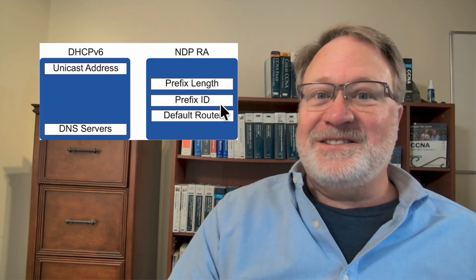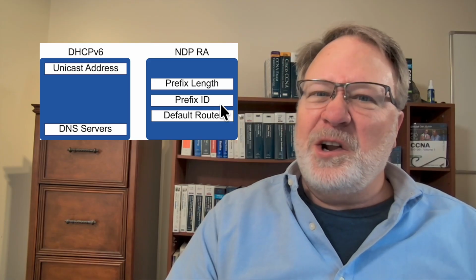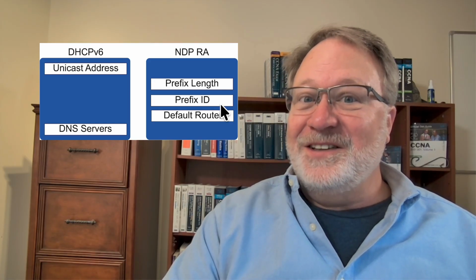IPv6 endpoints have several options in how to set their IPv6 routable addresses, and the nearby routers help guide them. In this video, we talk about one of those options called Stateful DHCP. Let's go.